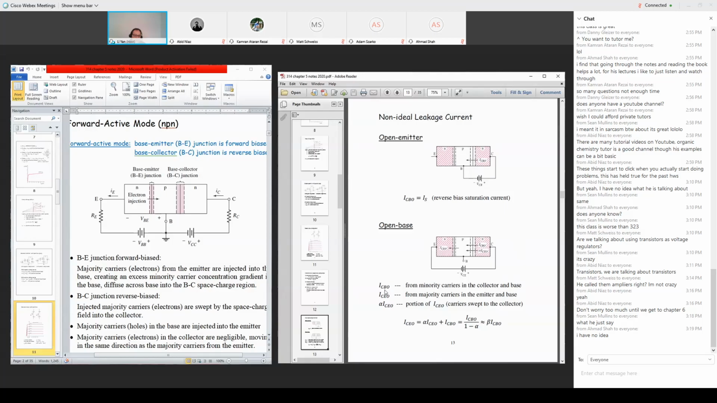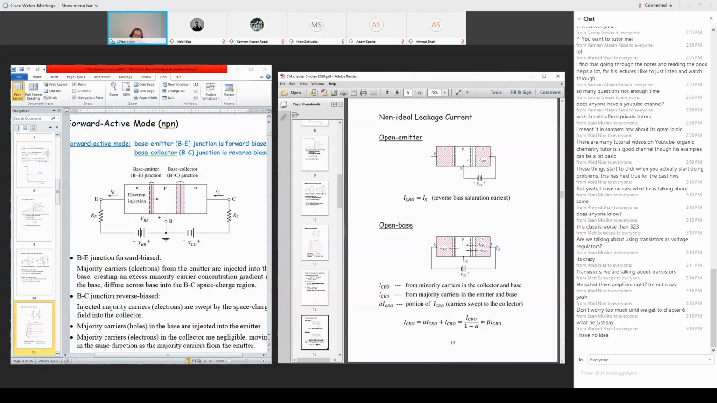First is the current ICBO. This is the current between the collector and base under reverse bias. Under reverse bias, it comes from the minority carriers, as we learned in chapter 1. So that's one contribution: under reverse bias, minority carriers moving across this barrier contribute to this current, ICBO.